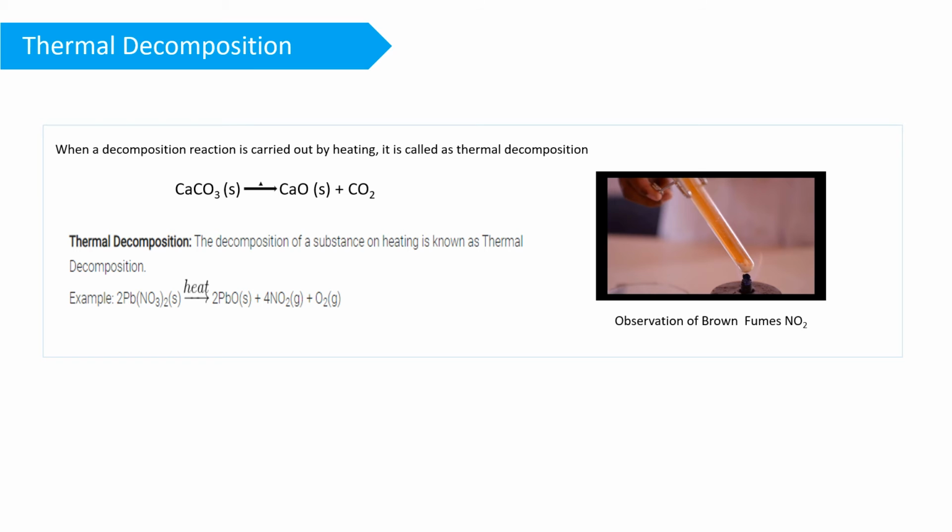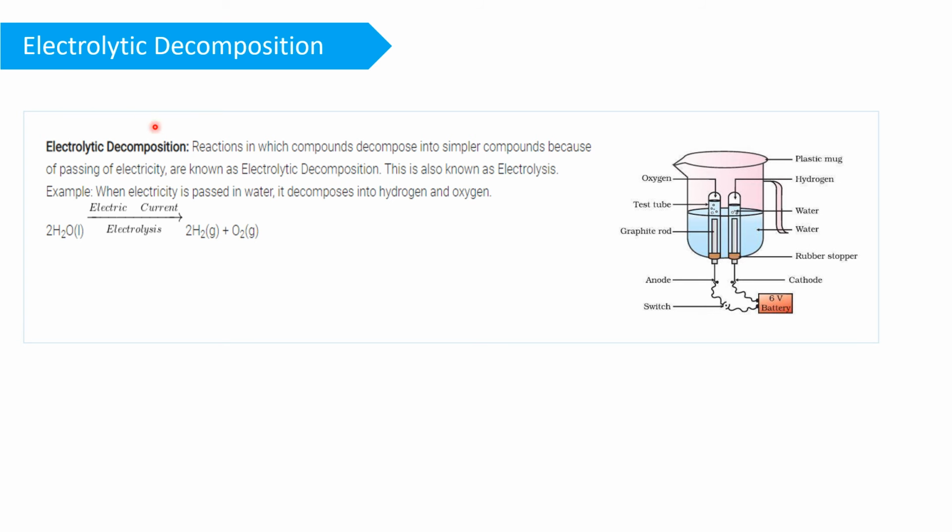Now we are proceeding to the second type of decomposition, called electrolytic decomposition or electrolysis. If decomposition is carried out by passing electric current, it is called electrolytic decomposition or electrolysis. Here, look at the activity given in the book.